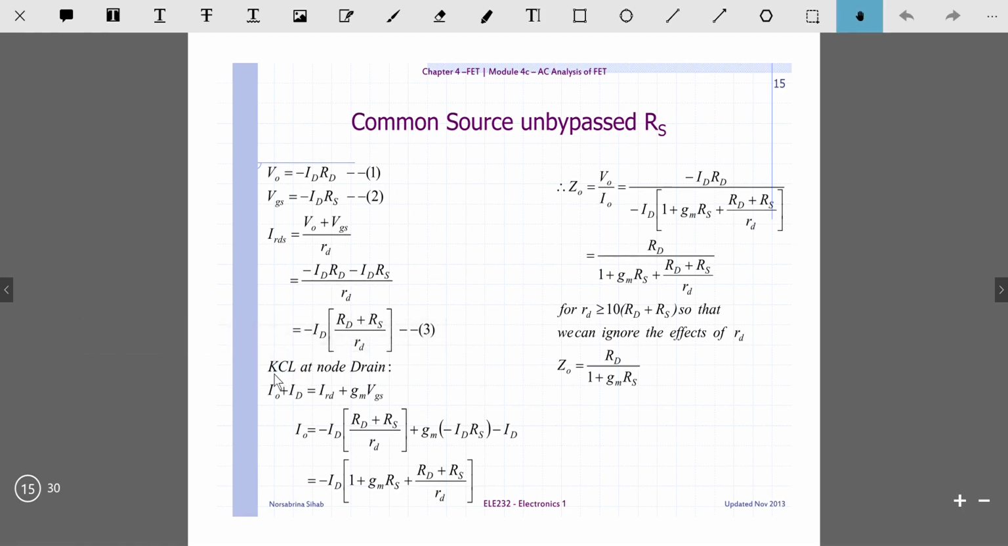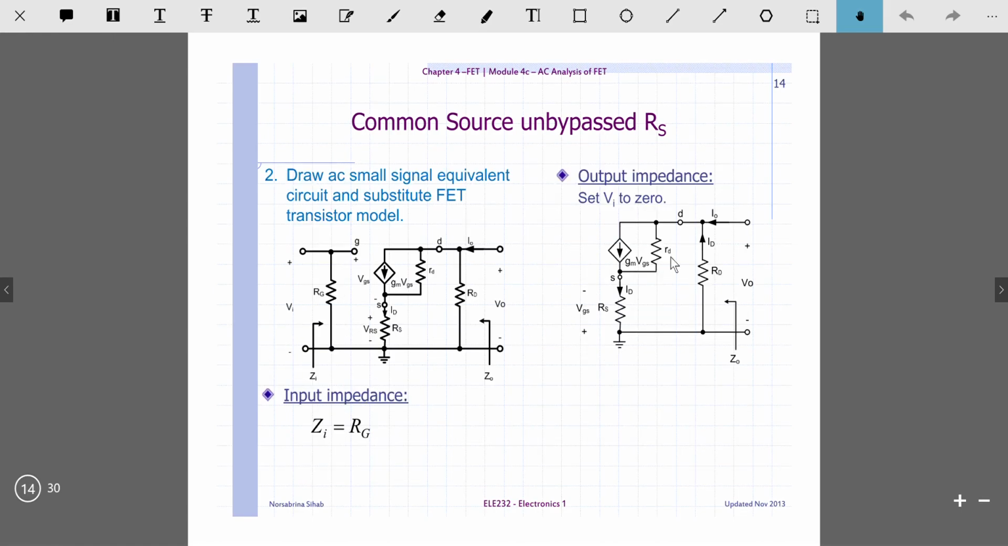And then KCL at node drain. If you want to do KCL at this node, you will see that the incoming current is I0 plus ID, equal to the current leaving the node, that is gm VGS, and the current that flows through rd, that is IRD. This is a small letter rd, the current that flows here. So this is the dependent current, and the dependent current here is equal to gm VGS.